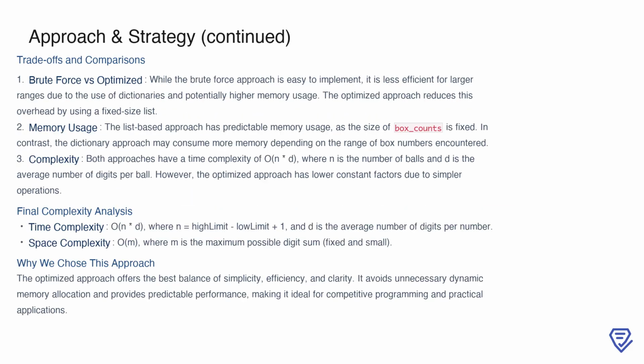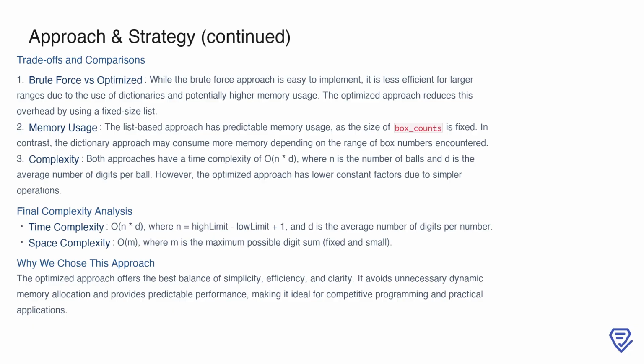When comparing the brute force and optimized approaches, we can clearly see the trade-offs. While the brute force method is easy to implement, its reliance on dynamic dictionaries can make it less efficient for larger ranges, consuming more memory and introducing overhead. On the other hand, the optimized approach uses a fixed size list, ensuring predictable memory usage. This list-based approach is particularly advantageous because the size of box_counts is determined by the maximum possible digit sum, which is small and fixed regardless of the range of numbers.